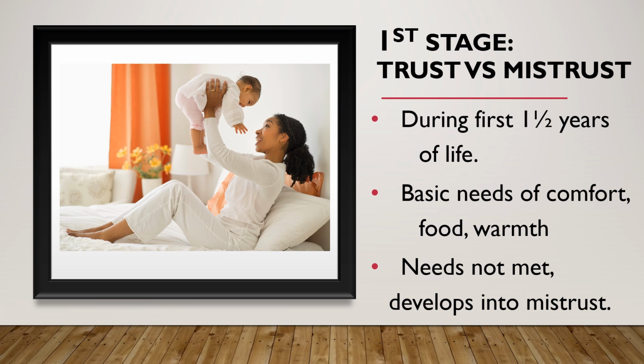Let's look at the first stage, which is called trust versus mistrust. The trust versus mistrust stage occurs during the first 1.5 years of life. Trust develops when a baby's basic needs of comfort, food, and warmth are met. If these needs are not met, then the child is going to develop mistrust, the opposite of trust. This stage has profound implications for clinical psychology.